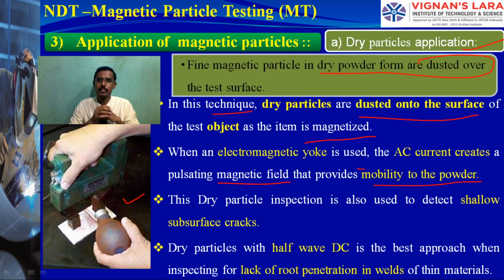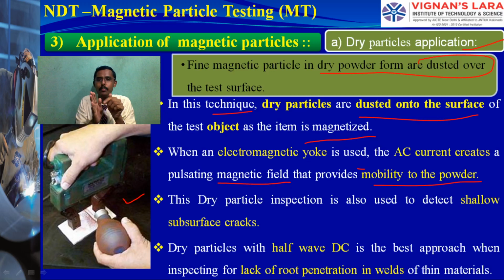This magnetic field, which is already available in the specimen, is going to attract these powders and accumulate at the point where more leakage from a crack is available. Otherwise it is really uniform. When a crack is available, it is going to attract more powders at that point, so that we understand that where more powder is, that is the crack.